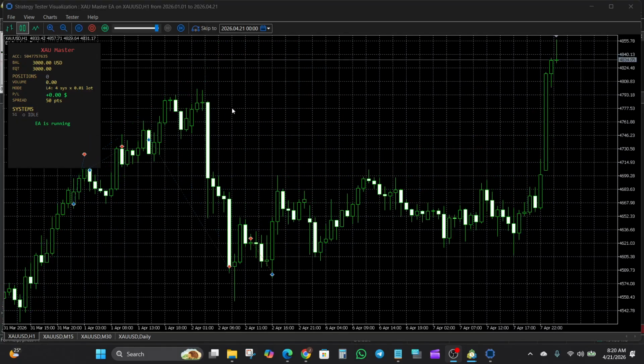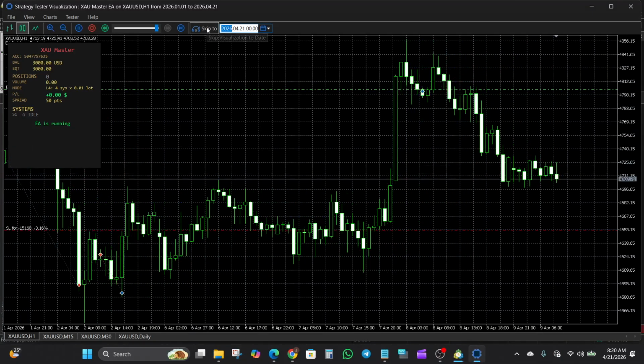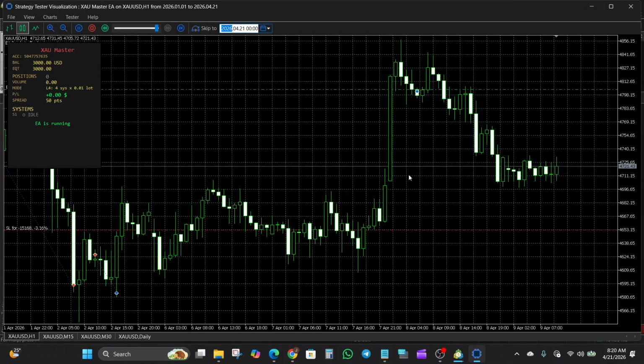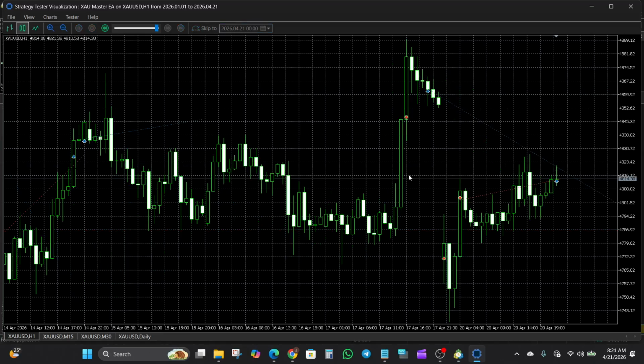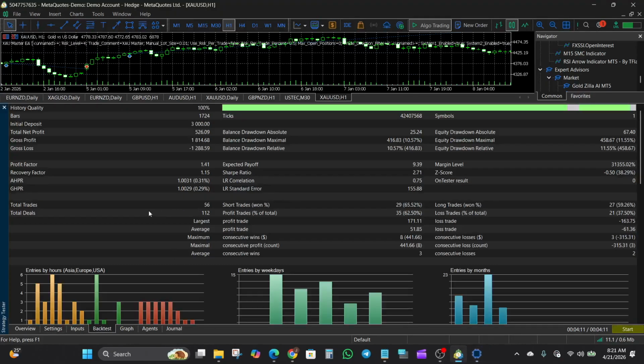All right. So I'm just going to be skipping to the end of the backtest so that we can analyze the results of this particular backtest, over the space of 3 months and 3 weeks, right? Because we started the backtesting from the 1st of January. And of course, we can see that it's covered up until the 21st of April, 2026. All right. So let's head over to our backtest results.